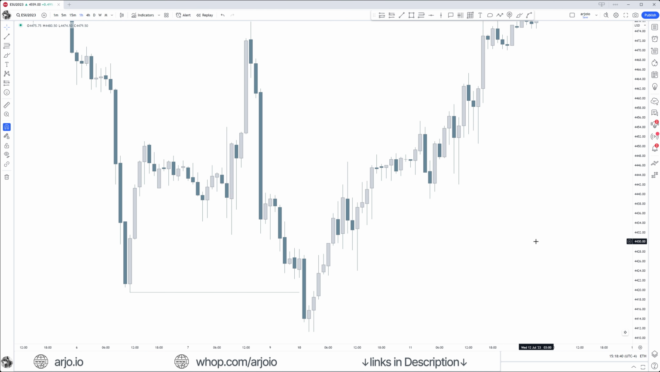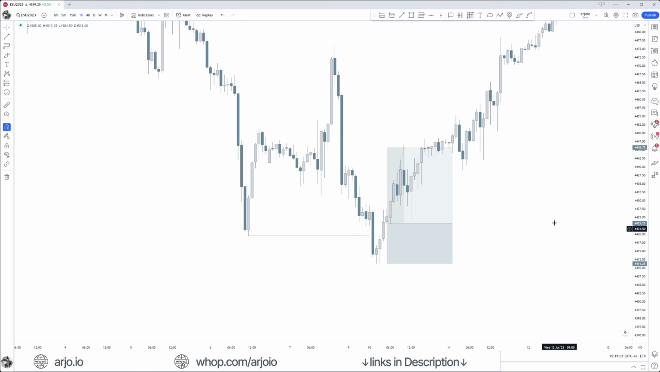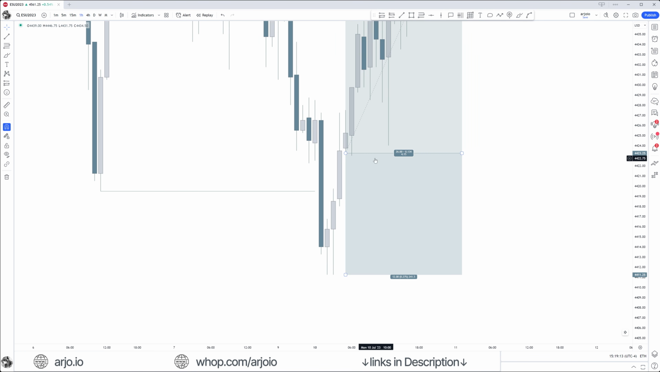But on ES, can you notice that we had the exact same entry as on Euro GBP? Right there on that fair value gap, even before we have the market structure shift. Even before we have that entry right there, we could have already been in right there. Now, how accurate is that entry for you? Is that enough? Do you need more?